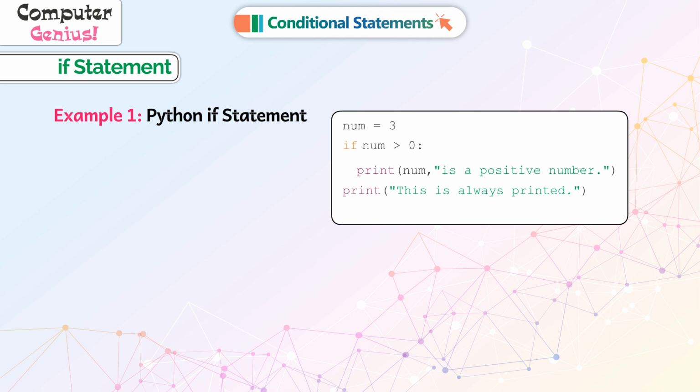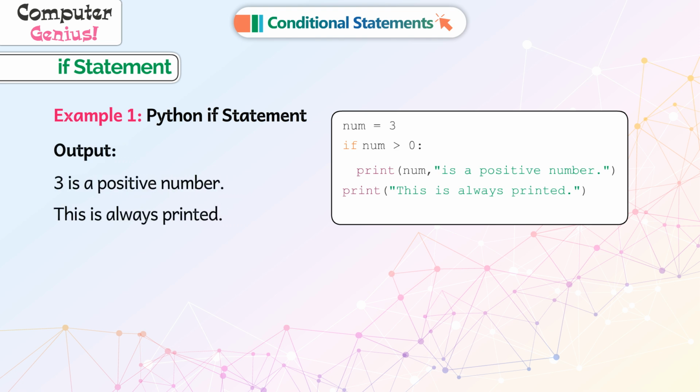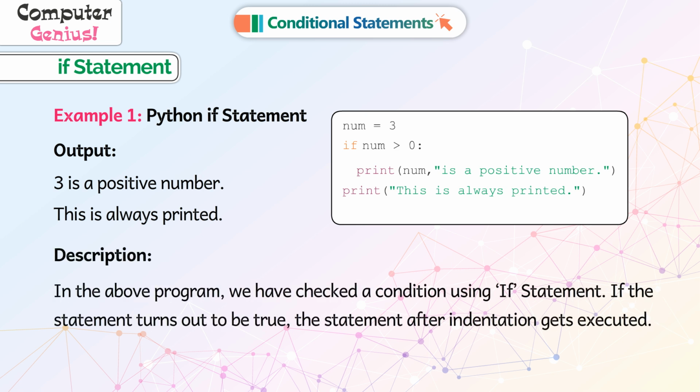Example 1. Python if statement. Output: 3 is a positive number. This is always printed. Description. In the above program, we have checked a condition using if statement. If the statement turns out to be true, the statement after indentation gets executed.